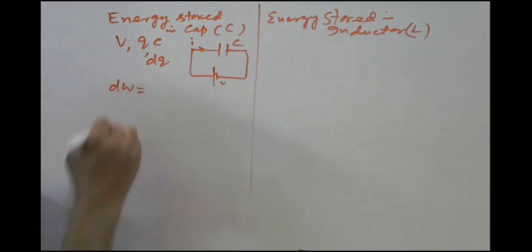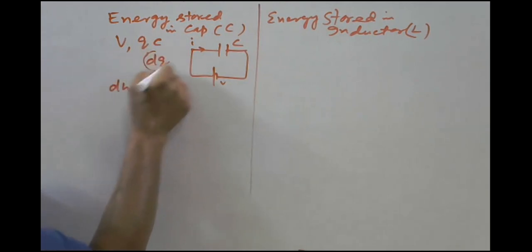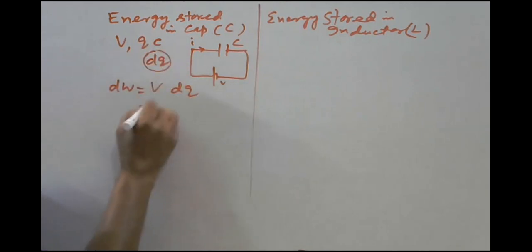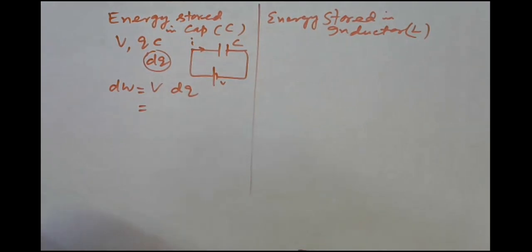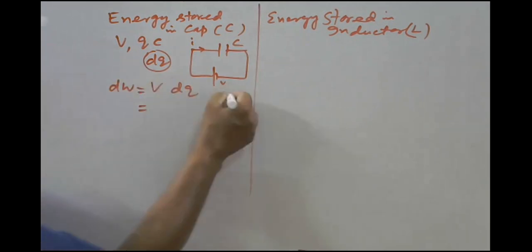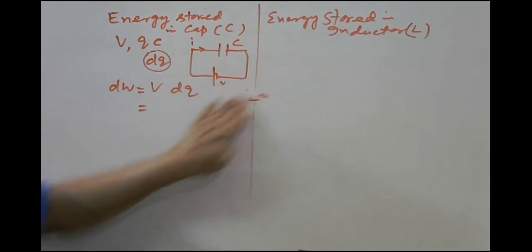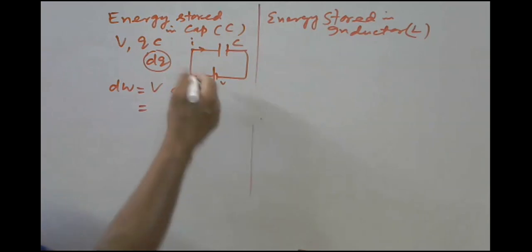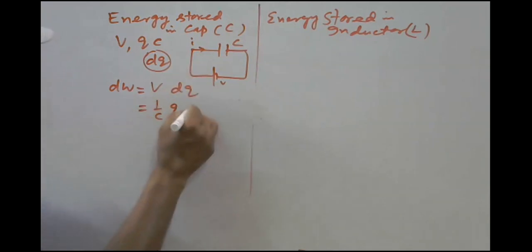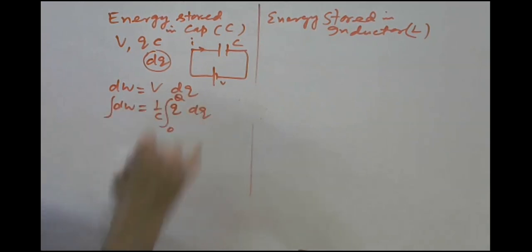Work done will be what? Work done will be Q into V. Q means dQ, and V is the voltage. Q is equal to CV, this is the formula. So we want to replace V in terms of Q. So Q is equal to CV, V will be Q by C. Putting the value of V here, Q by C and dQ, we can integrate from 0 to, suppose, final value Q. Integration is very simple. So this is the work done, or energy stored.